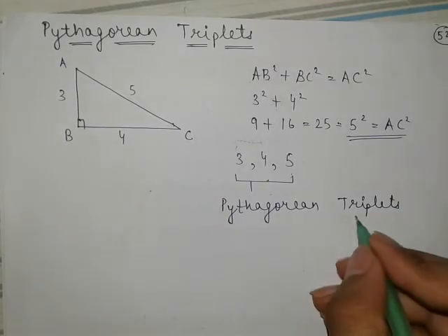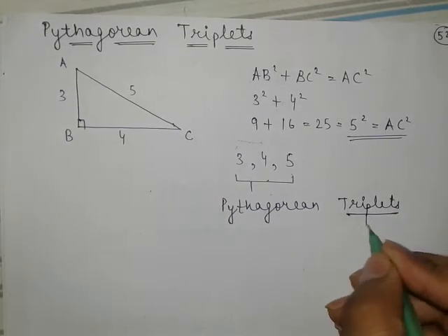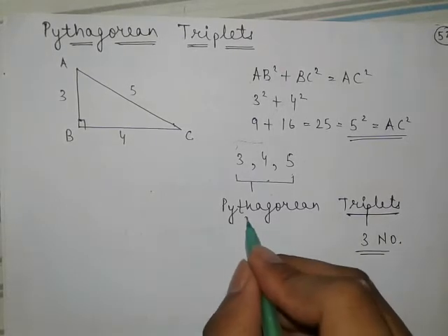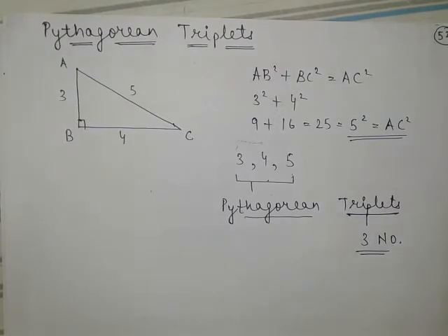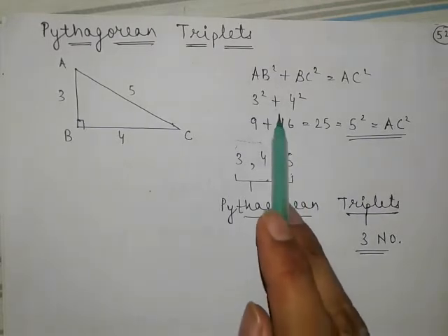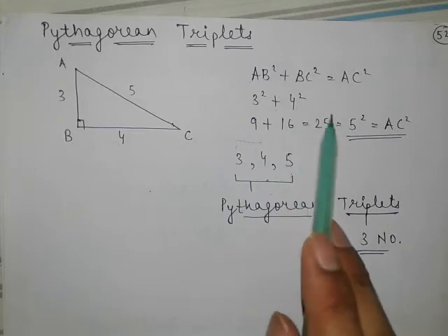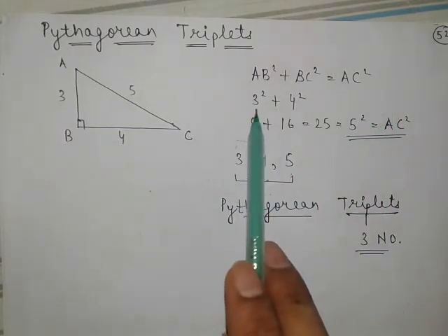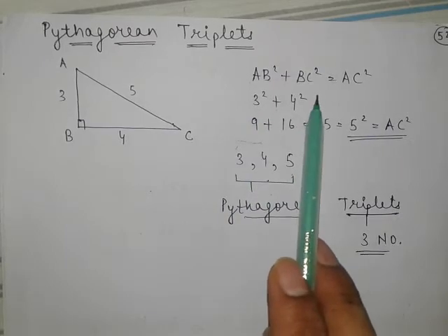Okay, what does it mean? Triplets simply means 3 numbers. Triplet का मतलब होता है 3 numbers. Then Pythagorean simply means it involves the Pythagoras property. Okay, Pythagoras property क्या होती है? The sum of squares of 2 numbers is equal to the square of the third number.